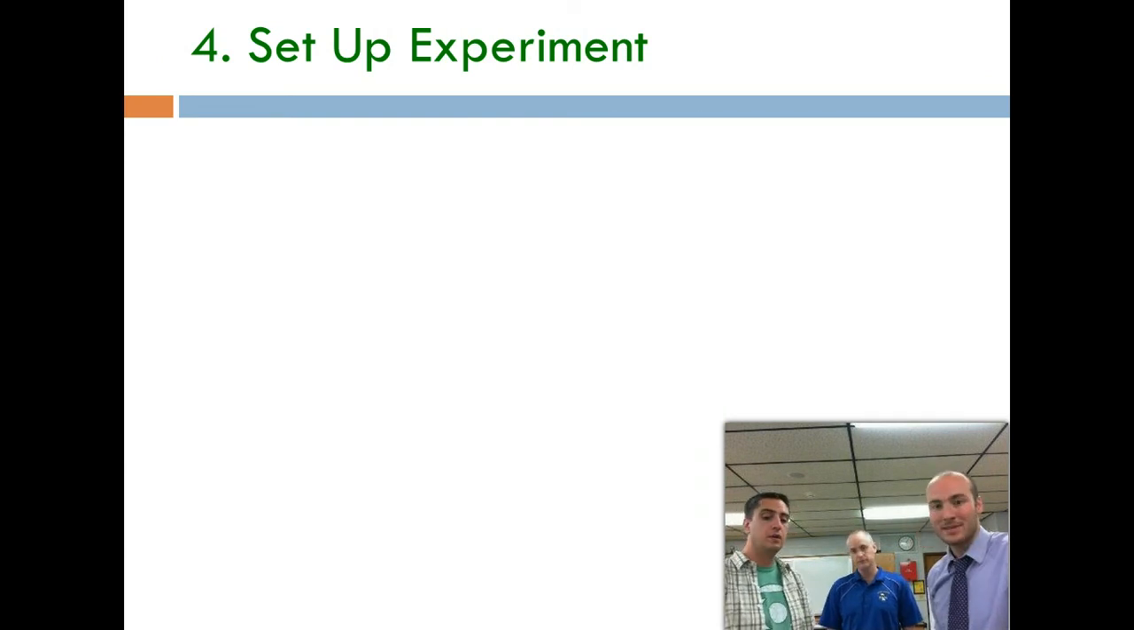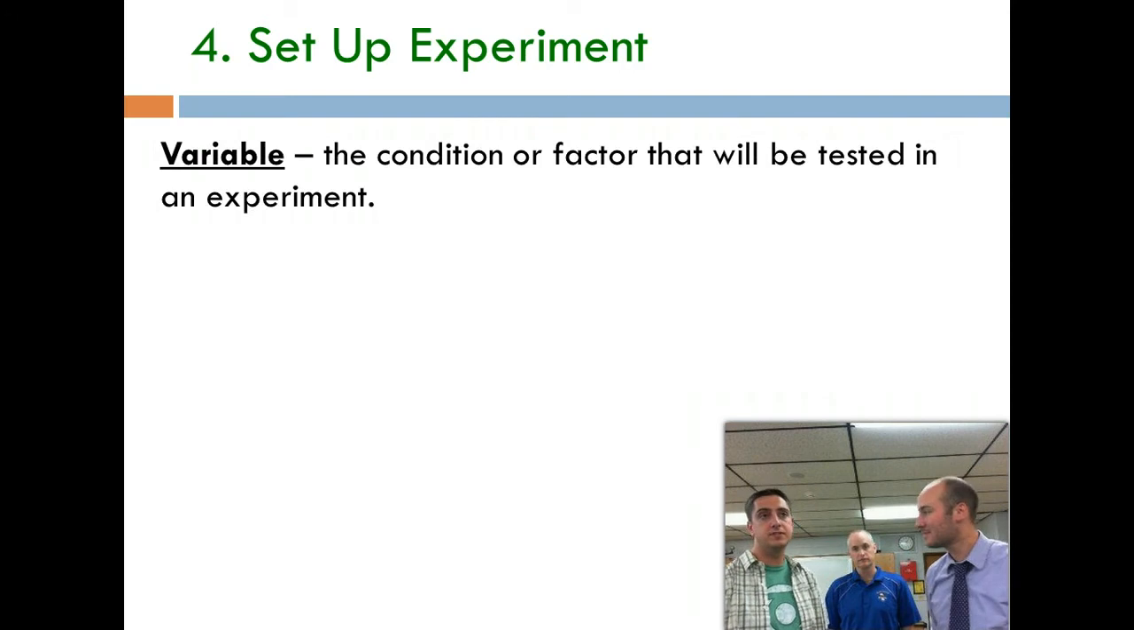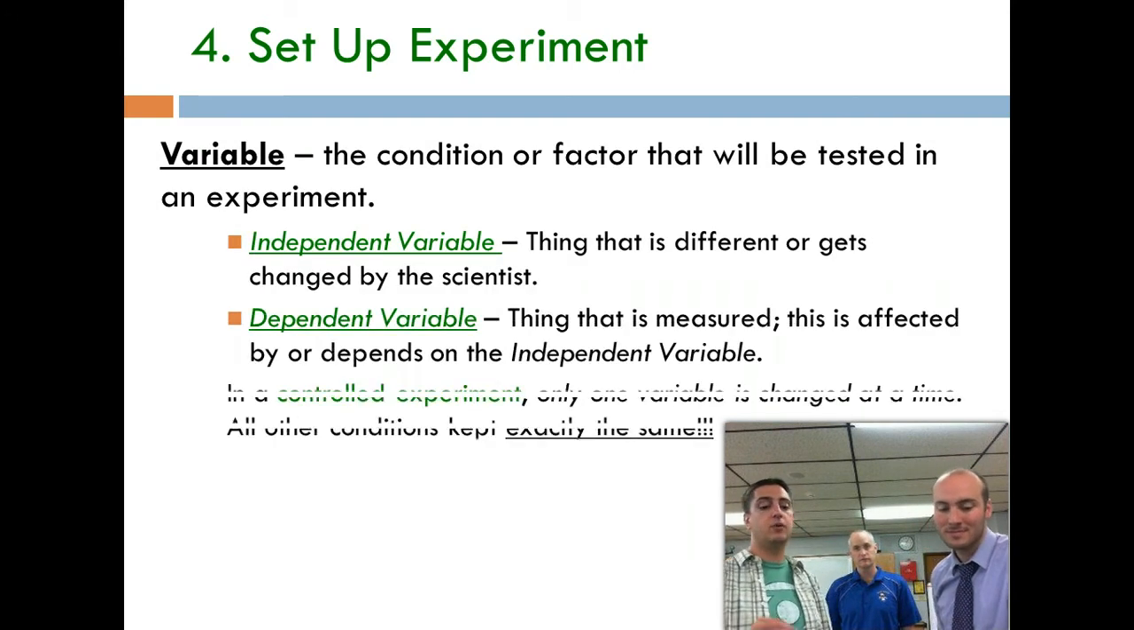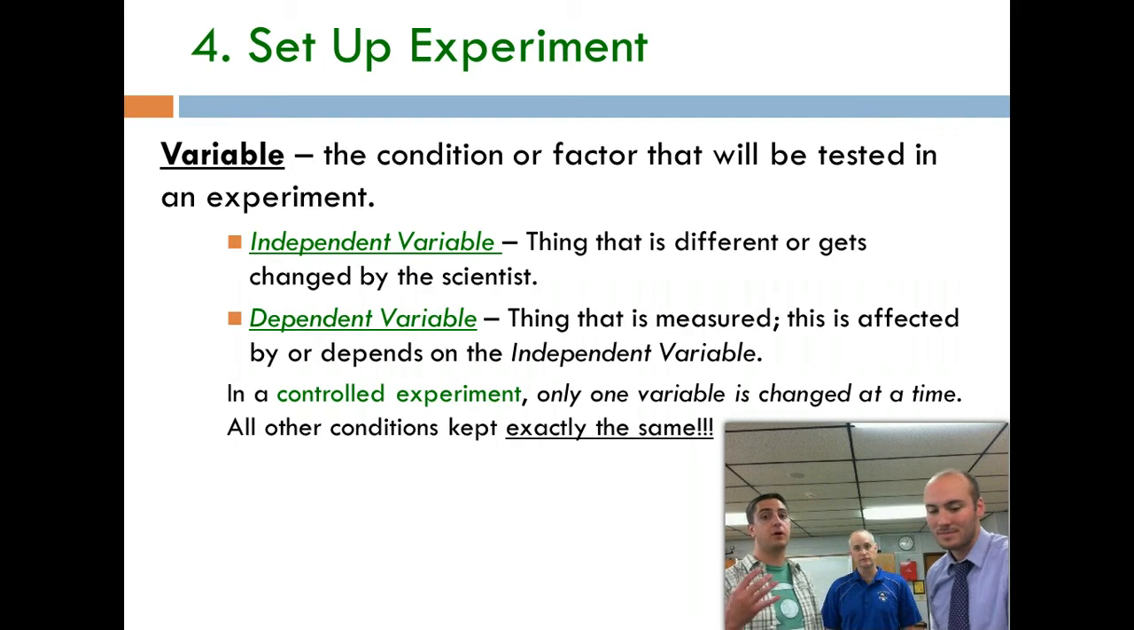So the next piece is setting up your experiment. The experiment is traditionally like the lab that you might do, for example, in our class. Now, one of the key parts to an experiment, there's a lot of parts to it, is this thing called a variable, and that's the condition or factor that you're going to test in the experiment.